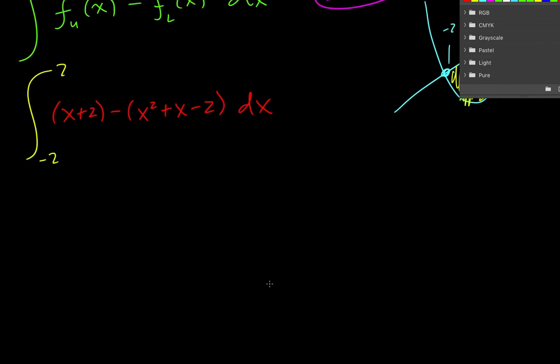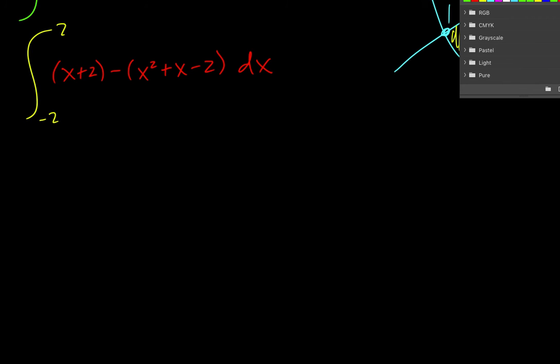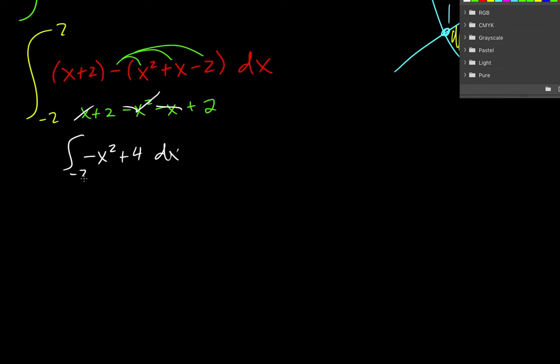Okay, we set up our integral. Once it's set up, hopefully it's pretty straightforward. So first I'm going to distribute a negative. So I have x plus 2 minus x squared minus x plus 2. So I just changed all those signs. Now I haven't taken an integral yet. I'm going to simplify this before I do that. So I get negative x squared, and then x and negative x, those cancel, and then 2 and 2 makes 4. Okay, now I'm going to integrate this.